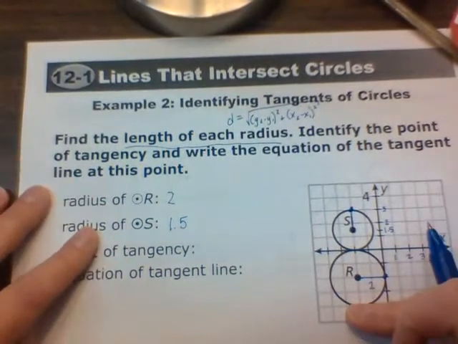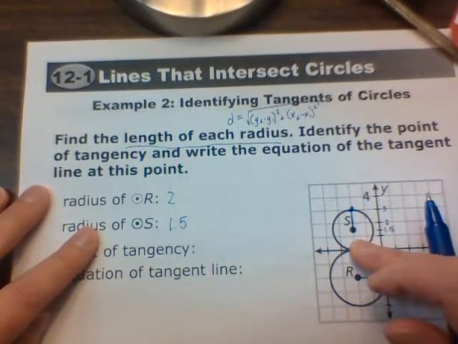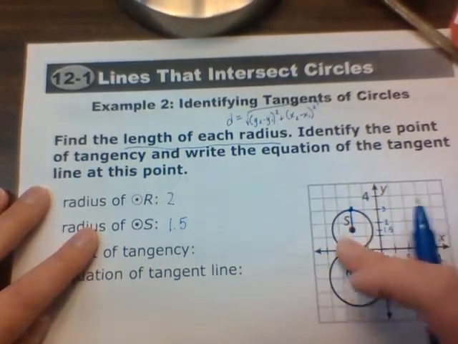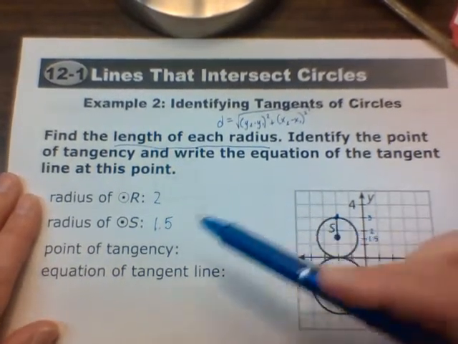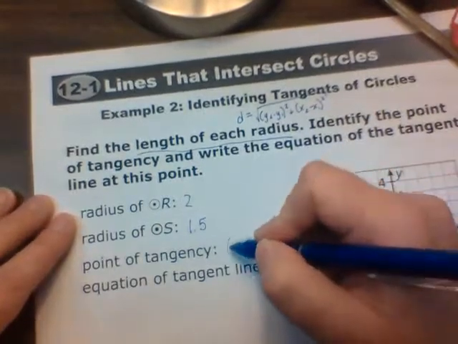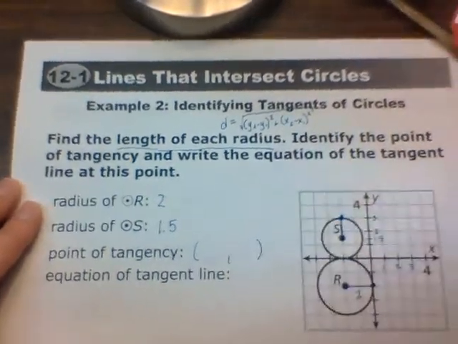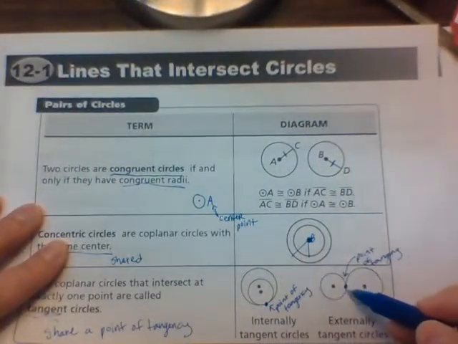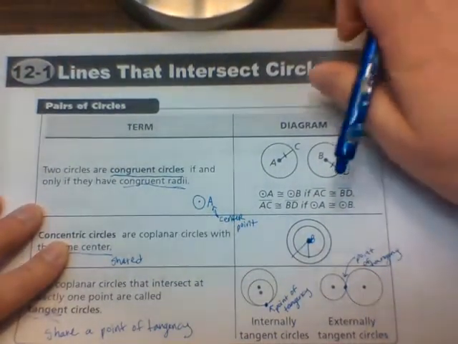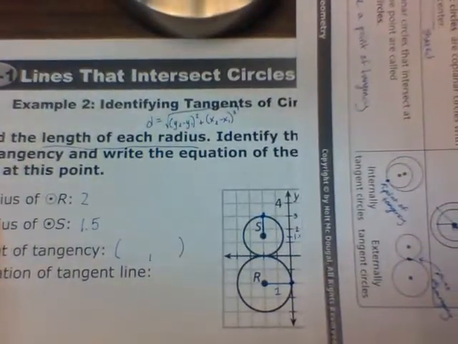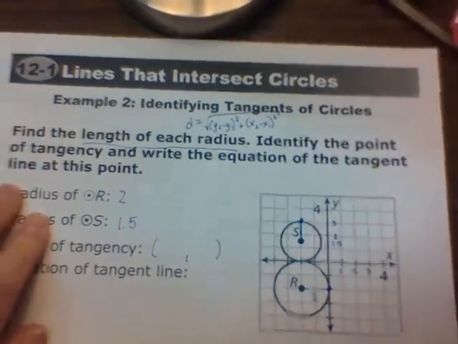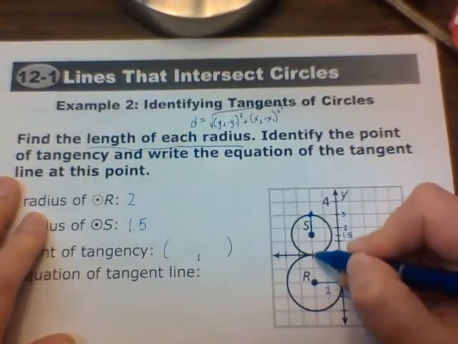So radius r has a bigger radius because circle r has a bigger radius than circle S. You can see that. Then we look for our point of tangency. So this is actually looking for a coordinate. We're looking for the coordinate where they meet. So if you refer back to the notes, we're looking for this point of tangency. But of course, on this example, you have kind of this snowman looking thing here. So in that case, we're looking for the coordinates of this point.